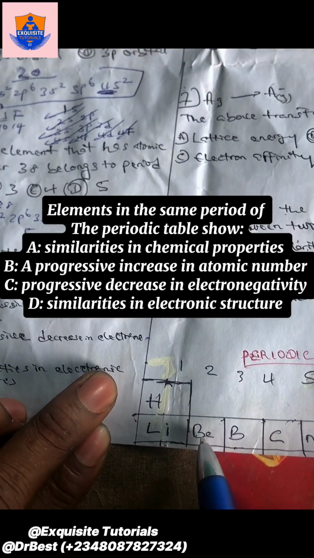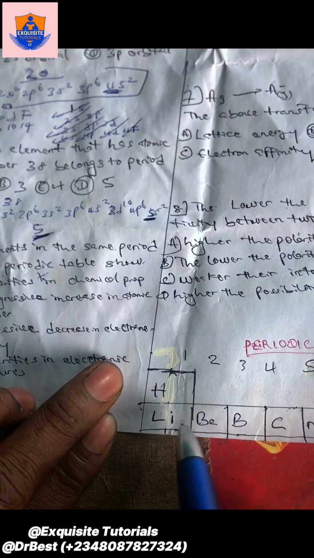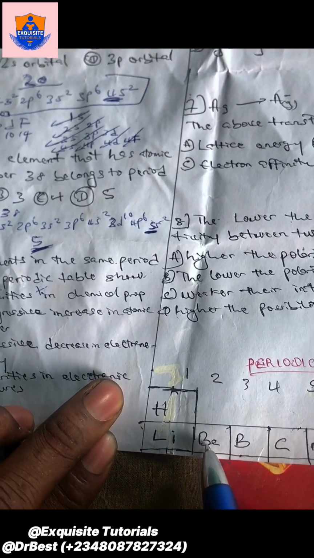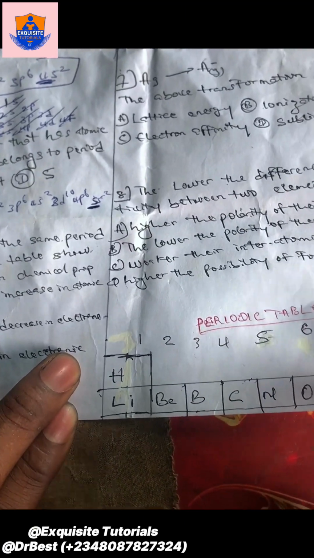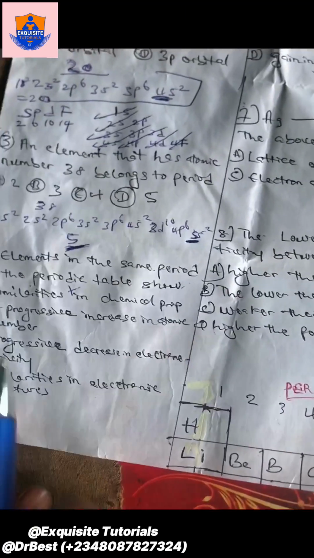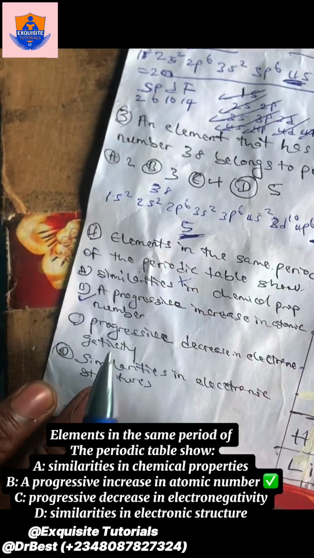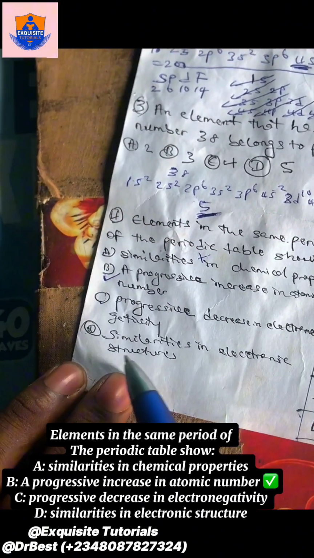Lithium is here. Beryllium has a higher atomic number than lithium. Lithium is number 3, beryllium is number 4, boron 5, carbon 6, nitrogen 7, oxygen 8, fluorine 9, neon 10. So the correct option is this: increase in atomic number.